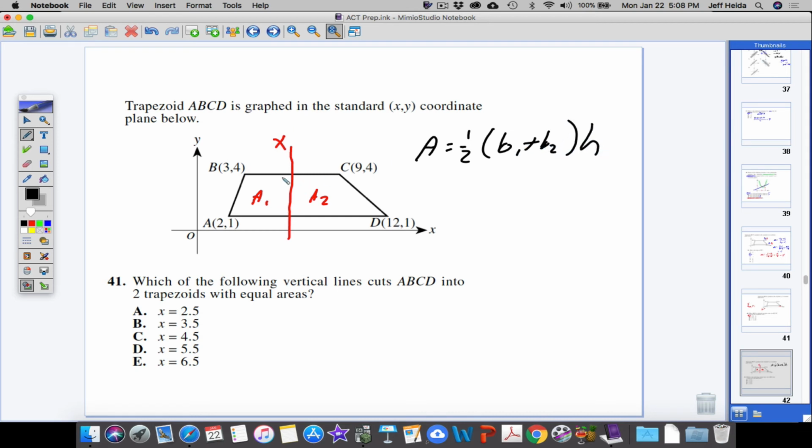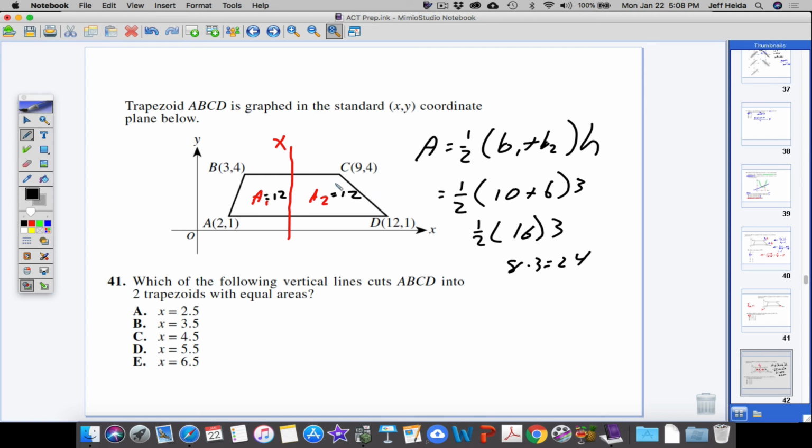Now, the advantage of having the coordinate systems, it's fairly easy to calculate these. Base 1, we're going to call the bottom base 1. It's 12 minus 2, or 10, plus base 2, which is 9 minus 3, 6. And then the height is from 4 down to 1, so the height is 3. 1/2 times 16 times 3. 1/2 times 16 is 8 times 3 is 24. Okay, so we need to find an area of 12 and an area of 12.